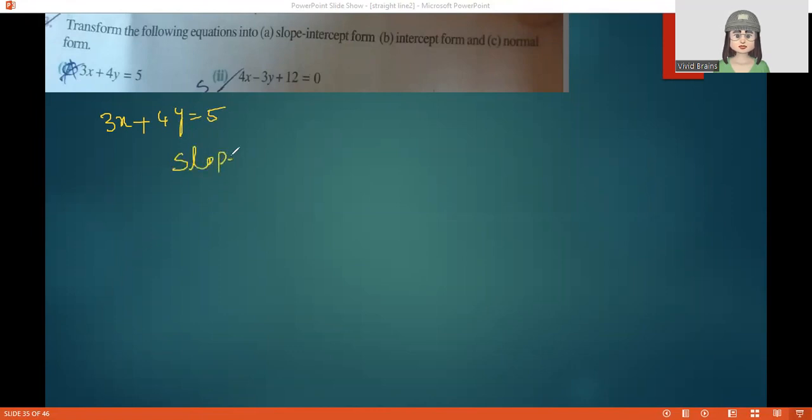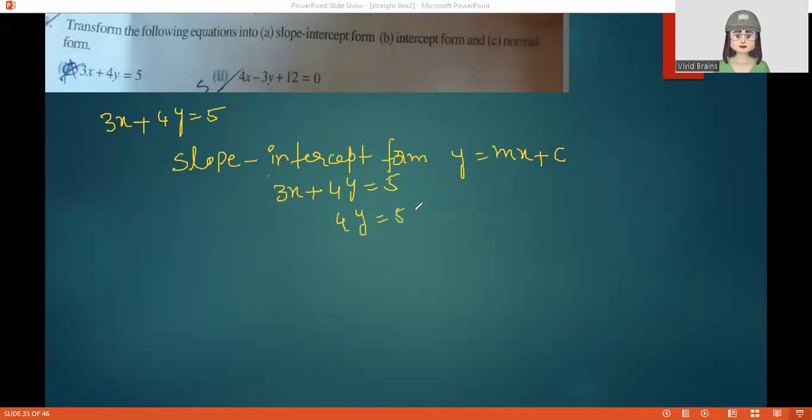Now slope intercept form I am going to write first. What is the slope intercept form? Slope intercept form is y is equal to mx plus c, right? General form. y is equal to mx plus c. In this form, we have to write. So 3x plus 4y is equal to 5. So 4y is equal to 5 minus 3x. y is equal to (5 minus 3x) upon 4. y is equal to minus 3 by 4 x plus 5 by 4.